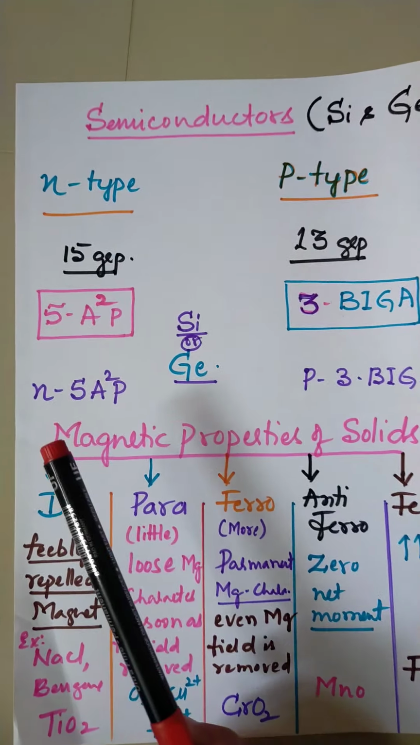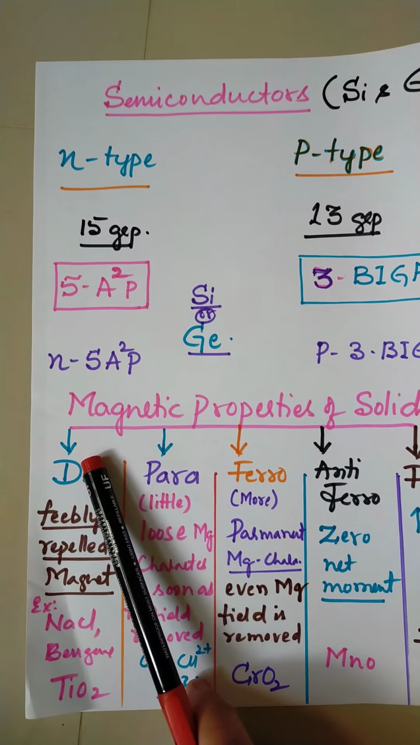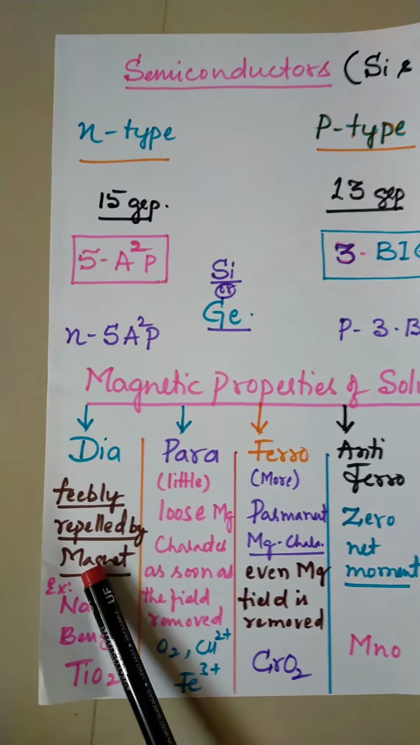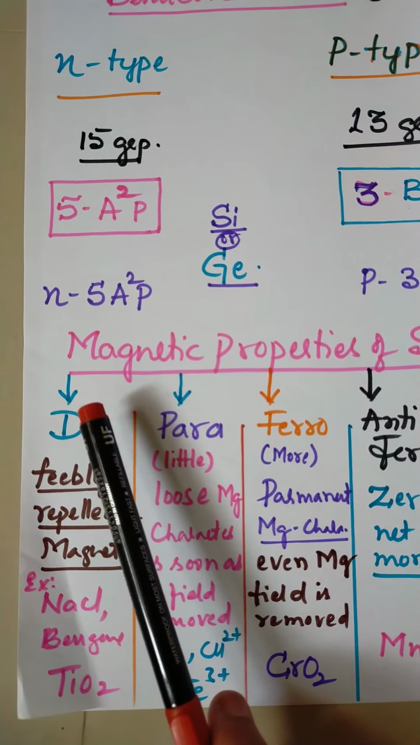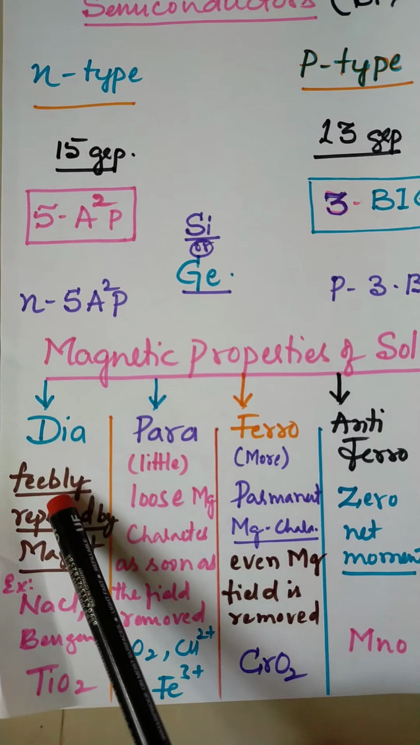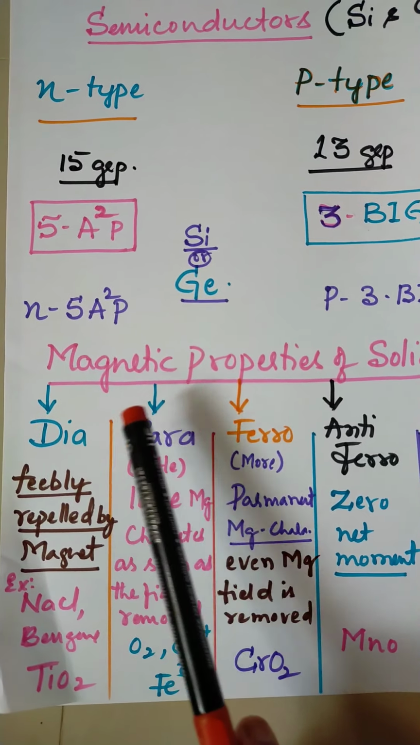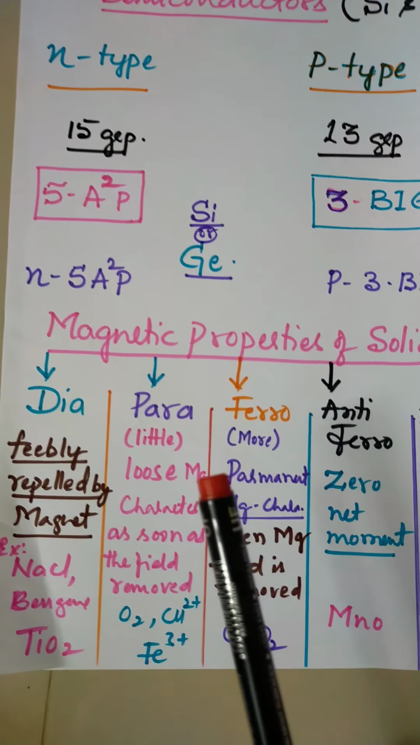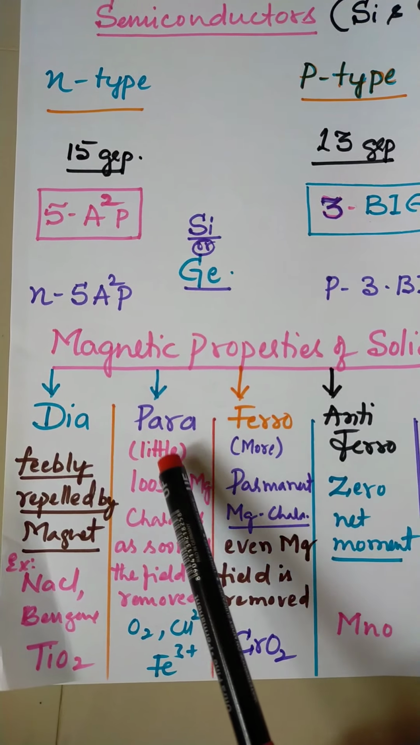So you just observe dia: feebly repelled by magnet. They do not attract the magnetic materials. The materials which do not attract magnets are called diamagnetic. Para: little, they have affinity with the magnetic materials.